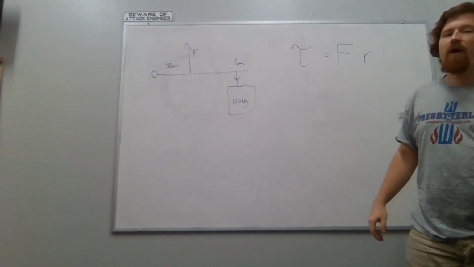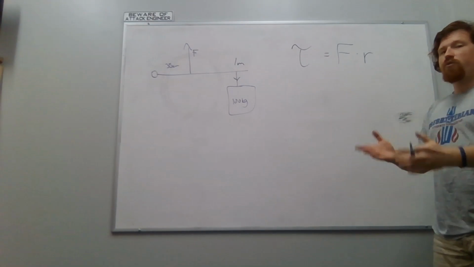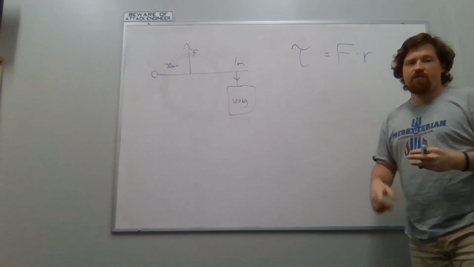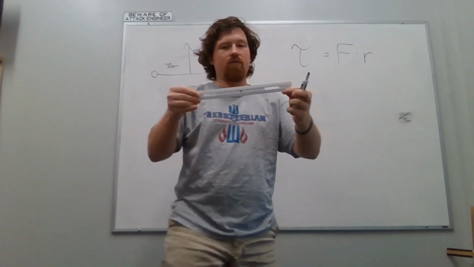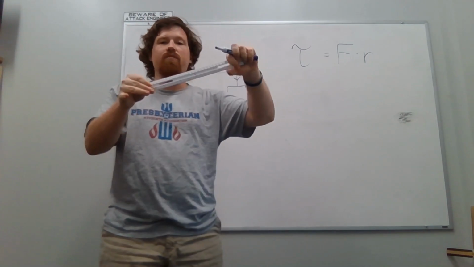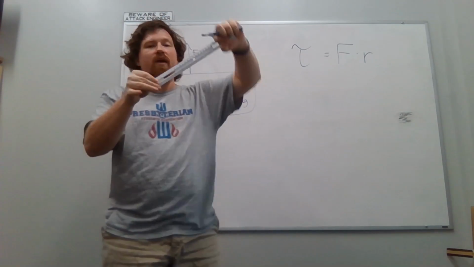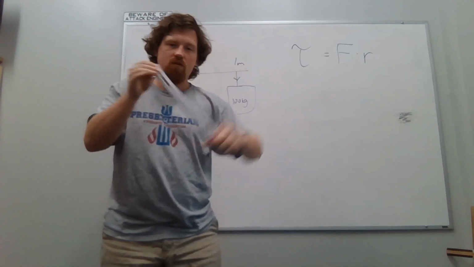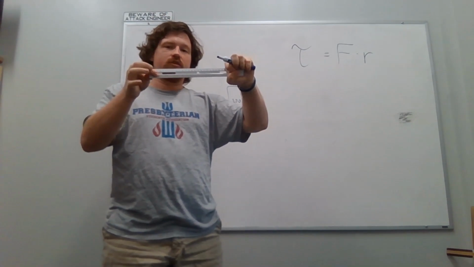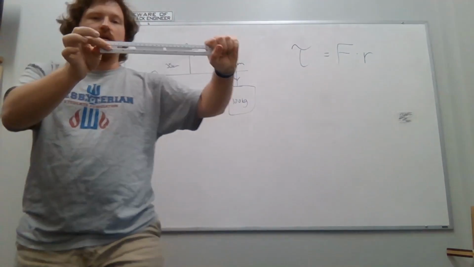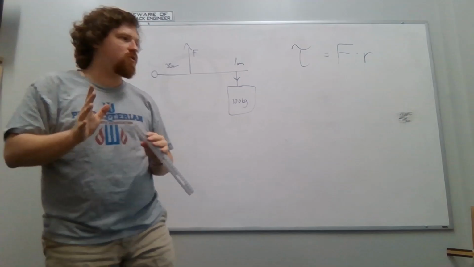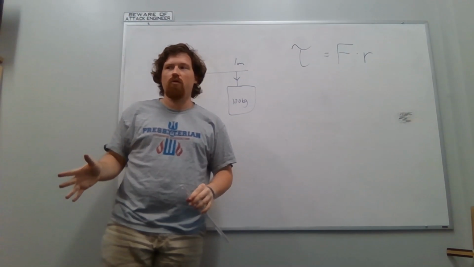So the farther away you exert the force, the more torque you're going to get. That's why we have wrenches. The longer the wrench handle, the greater the radius is, the more torque you're going to get, even for the same force. So grabbing the end of the wrench is a lot easier than coming up right onto the bolt and trying to make it spin. Because the radius is so much smaller, you're not going to get as much torque.